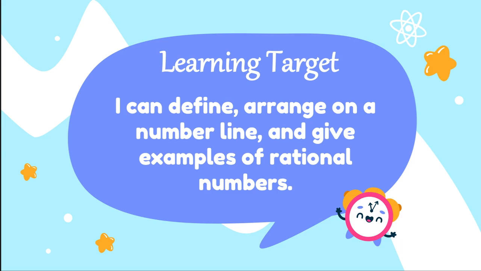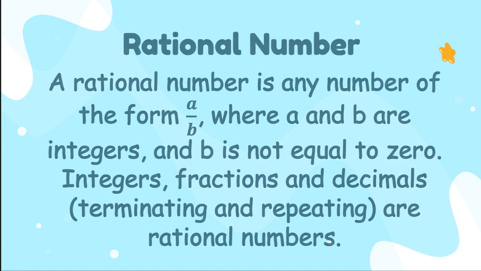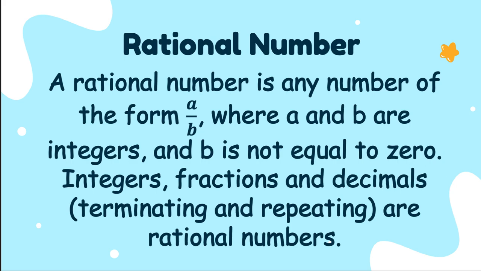So, what do we mean by rational number? A rational number is a number of the form a over b, where a and b are integers and b is not equal to 0. So why should the denominator not be equal to 0? Because when a number is divided by 0, the answer is undefined. Therefore, in rational numbers, we cannot have a denominator of 0.